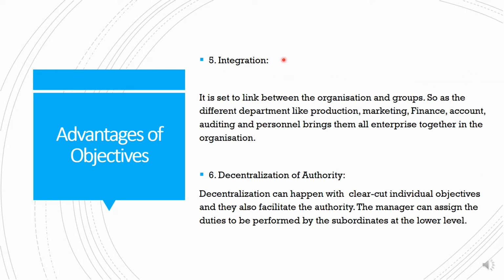Next is integration. What does integration mean? It is a link between organization and groups. The different departments like production, marketing, finance, accounts, auditing and personnel are brought together in the organization with the help of objectives. So you have some common objectives and some individual objectives, and these are the objectives which are actually integrating the entire organization. It is sort of the thread that is keeping the entire garland together.